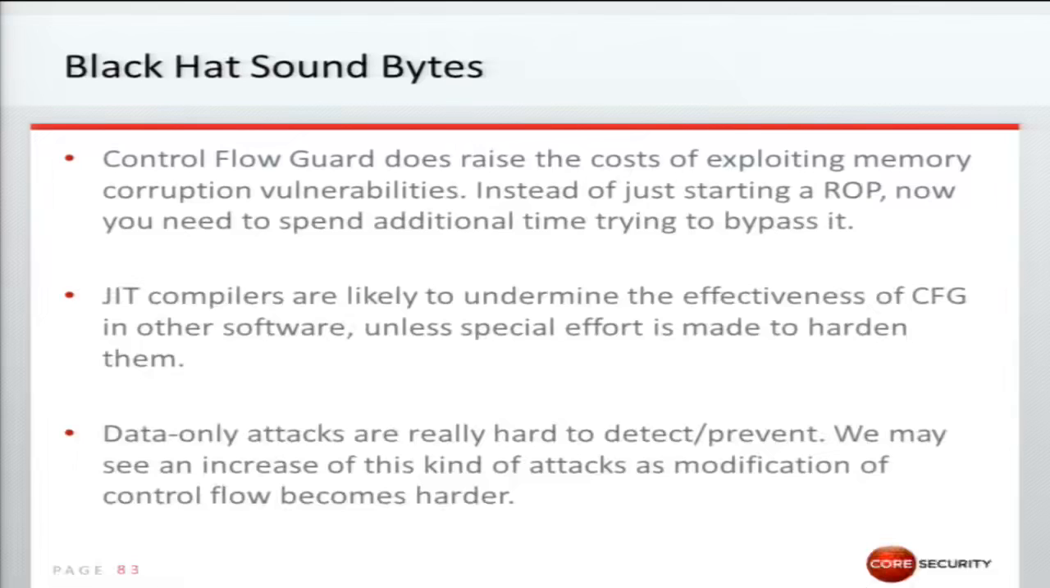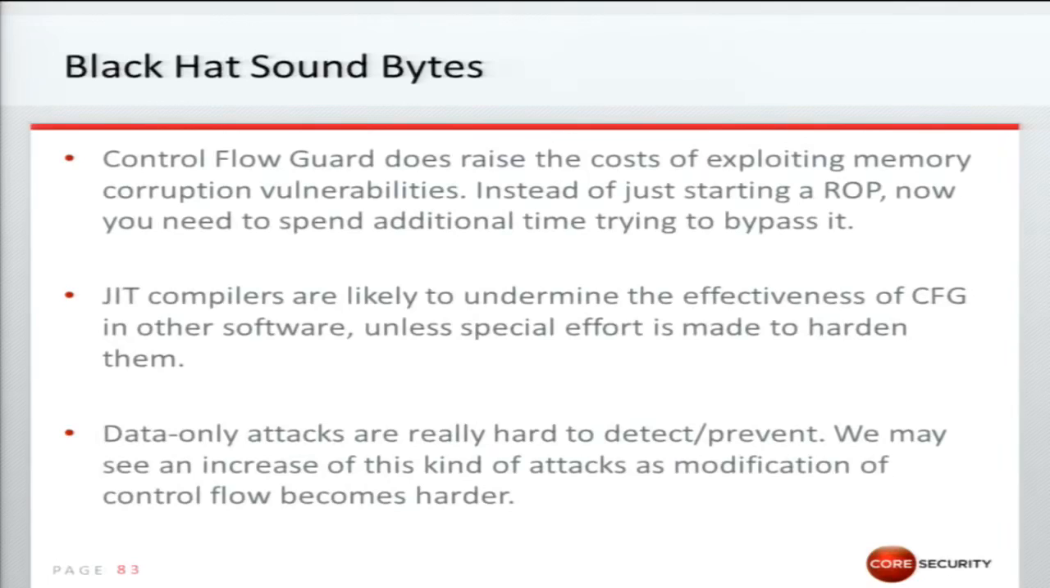So, conclusions. Control flow guard is a nice exploitation mitigation which does raise the cost of exploiting memory corruption vulnerabilities. Instead of just starting a ROP chain, now we need to spend time and effort in trying to bypass it. That is, before control flow guard, once we gained code execution, that is, once we can hijack the normal execution flow, we just needed to modify the execution flow in order to start our first ROP gadget. And now it stops us, so we need to spend additional effort and additional time in order to first bypass CFG and then try to do something.